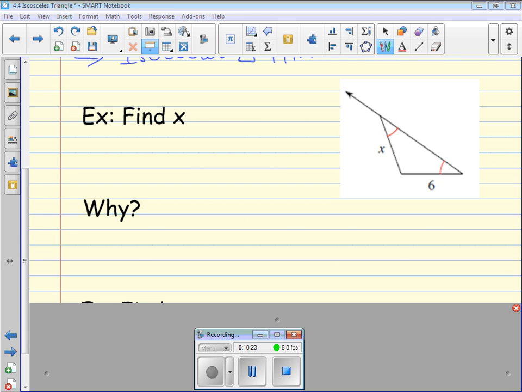Okay, here we are to find x. So I'm looking at this and I see the two congruent angles. I'm going to draw arrows that point to the opposite angles or opposite sides, and from that I can conclude that x is equal to 6. Why? Because of the Isosceles Triangle Theorem.